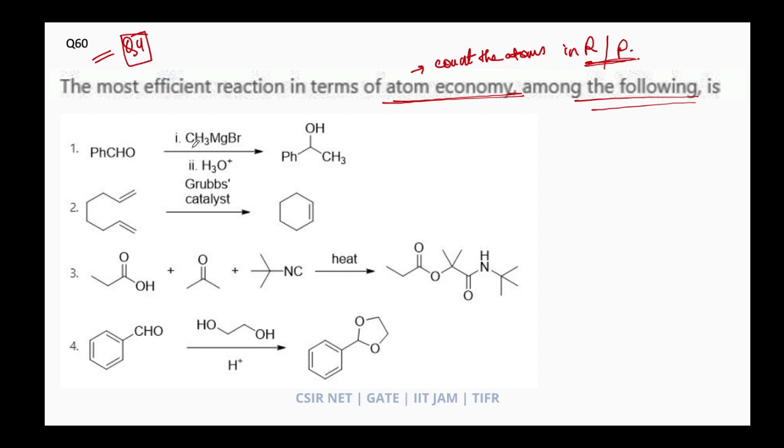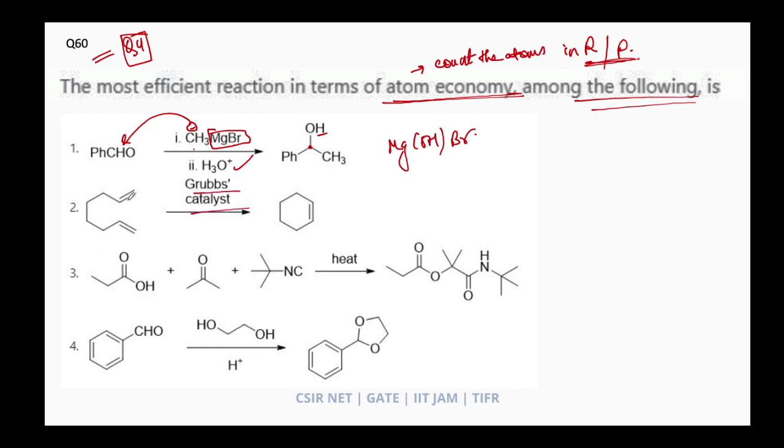PhCHO, CH3MgBr. So definitely CH3 minus is attacking over here. You are having the OH molecule. This is the molecule, right? But in the next step, you have aqueous workup that's going to take away a proton. And what about the MgBr? Where does it go? Got wasted, right? So MgOHBr, that got wasted, right? So that is why this is not the most efficient reaction at all.